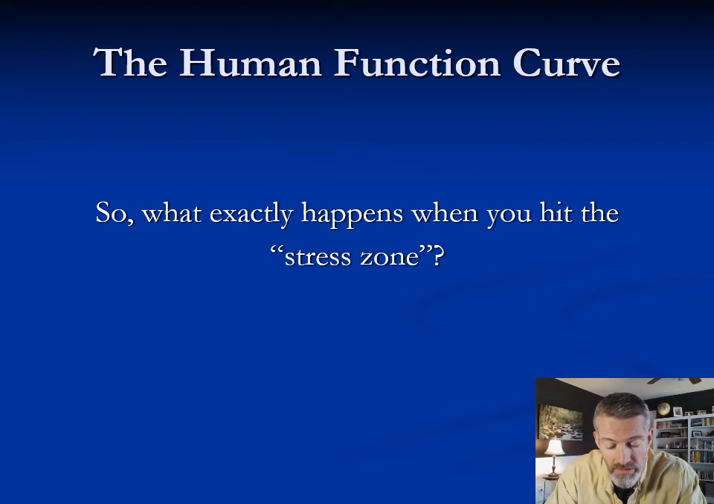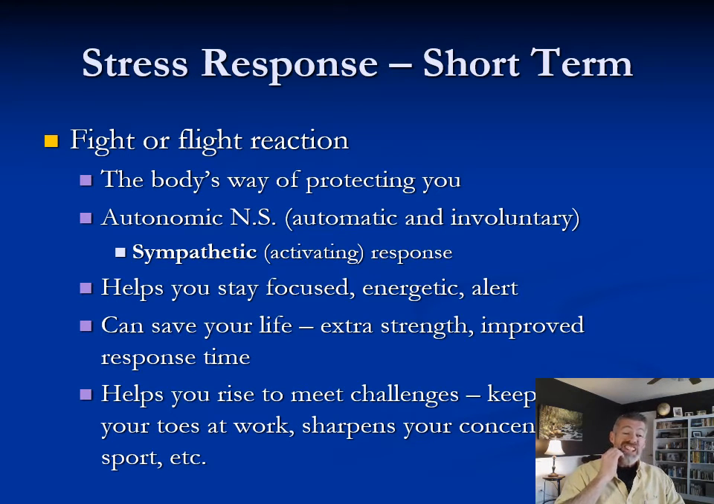So on the human function curve, you'll note that there was a line that we designate as the stress zone. And this is basically when the arousal level reaches the point that performance begins to deteriorate. What exactly are we talking about in this situation? Well, what we're talking about essentially is the beginning of the fight or flight reaction, which you have probably all heard about before. And this is essentially your body calling all hands on deck.